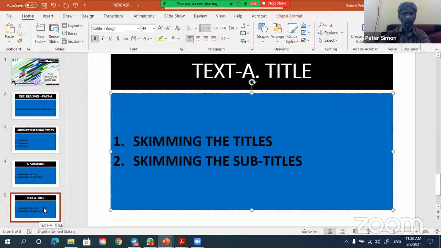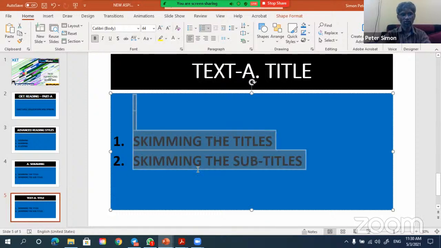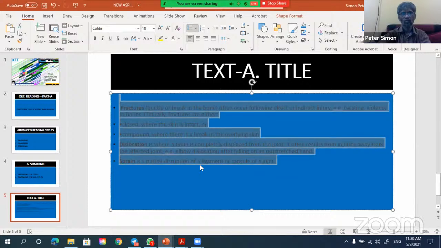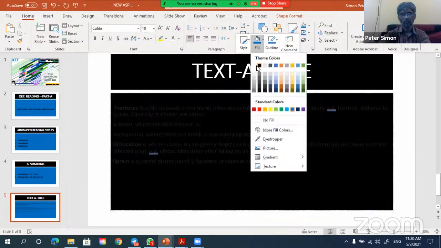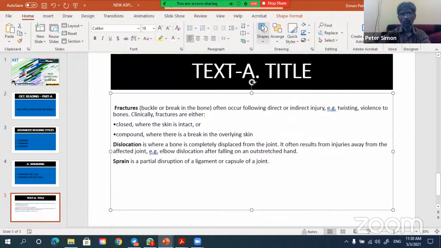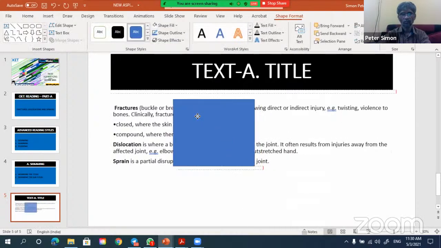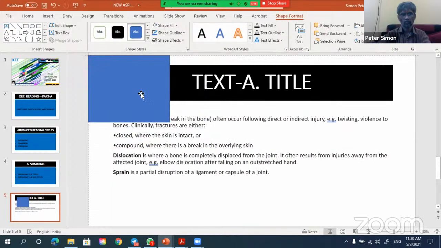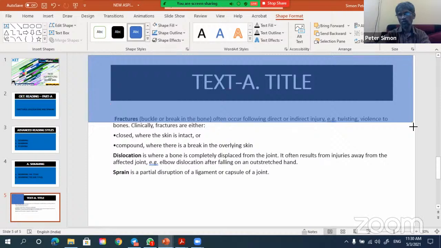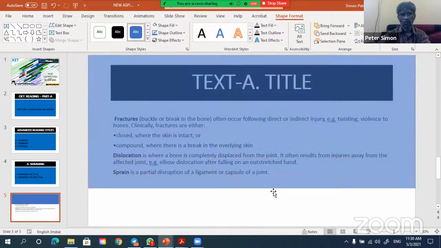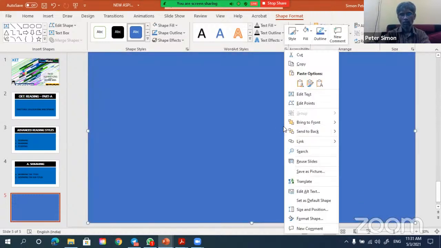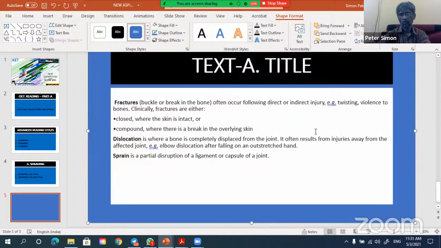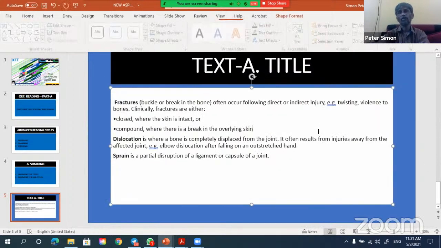No need to hurry. Now we are doing scanning the texts.